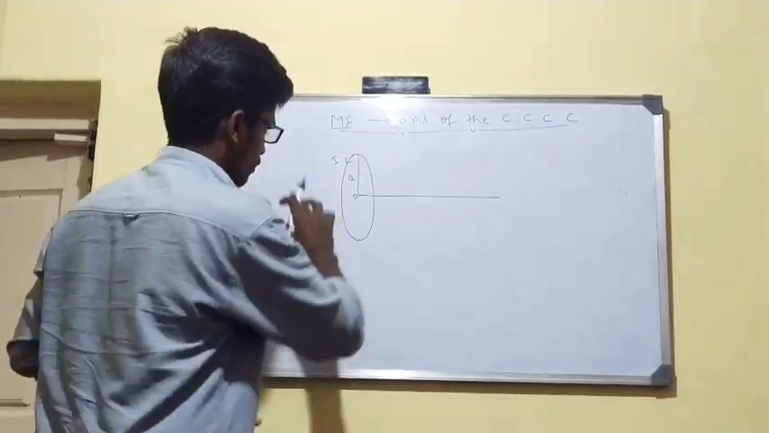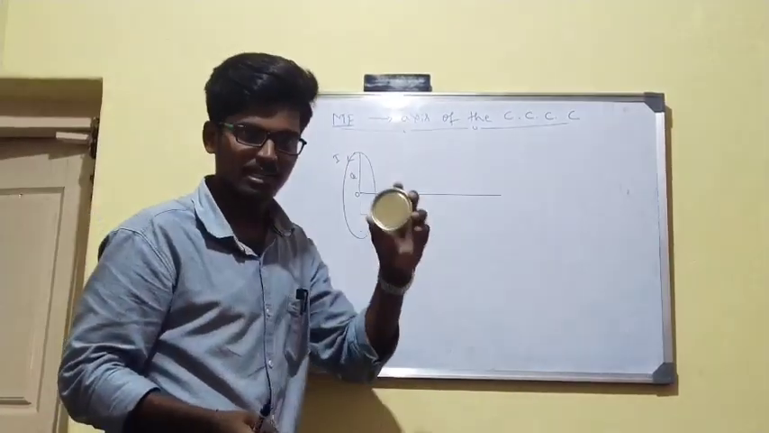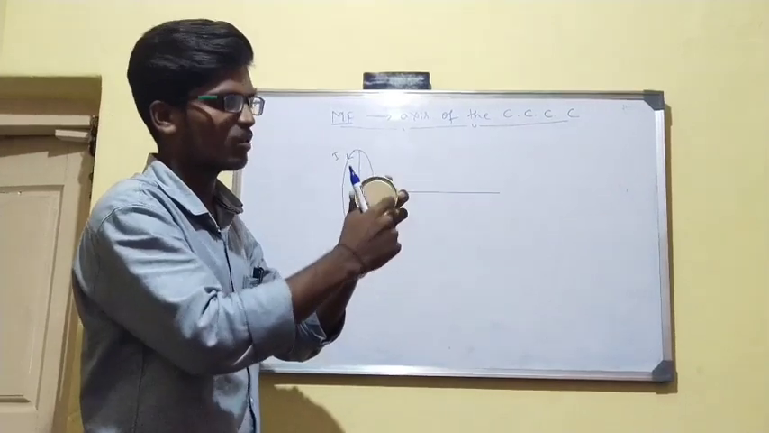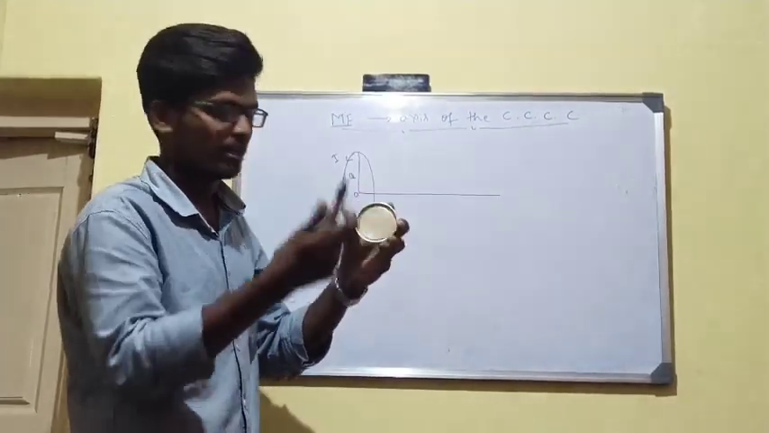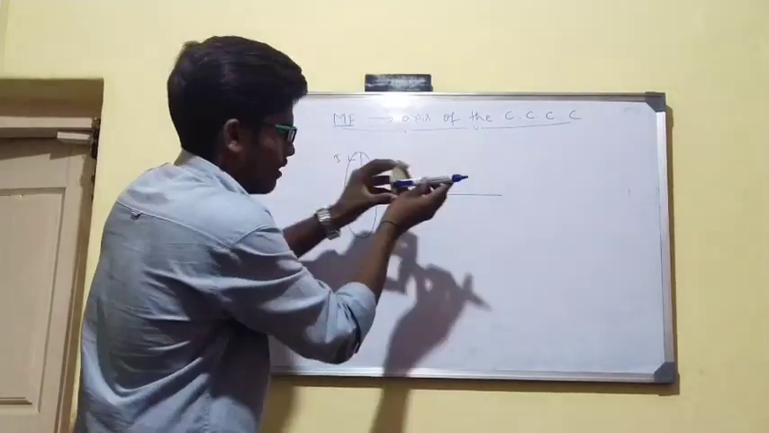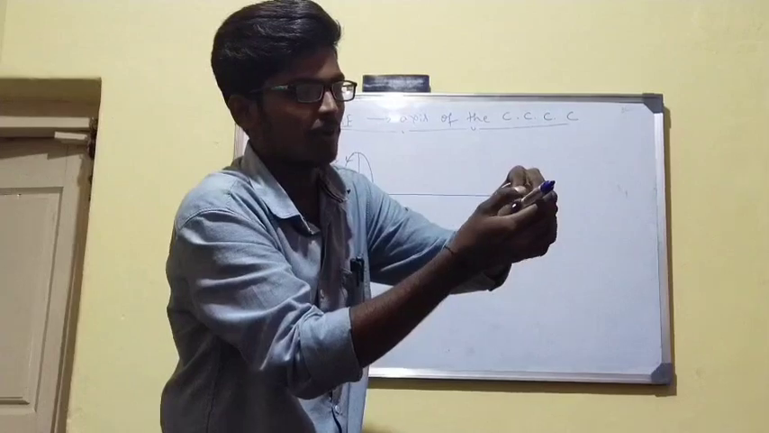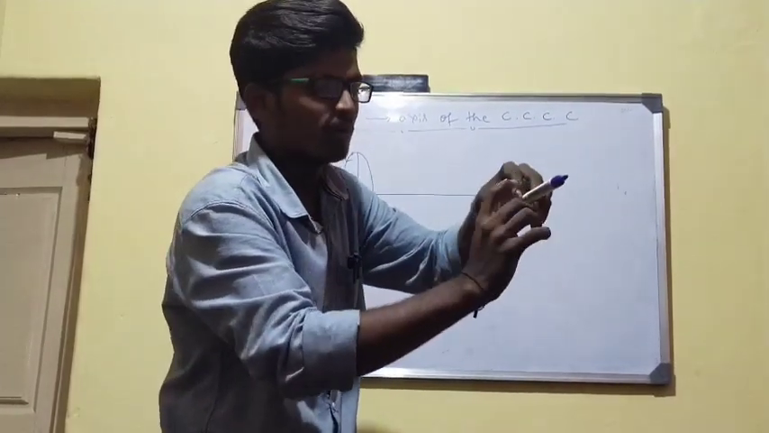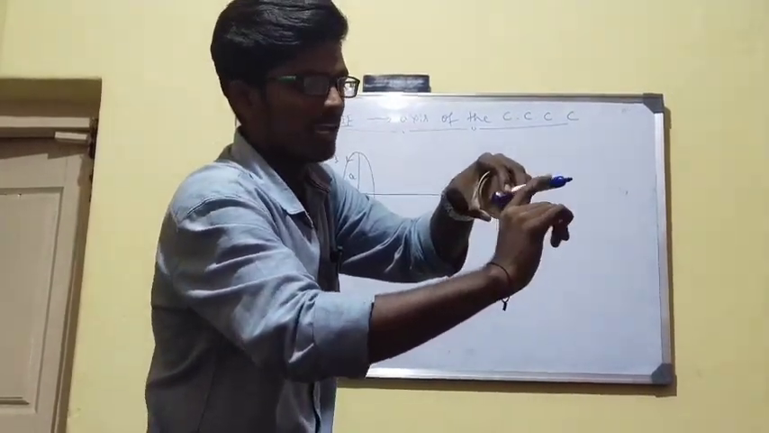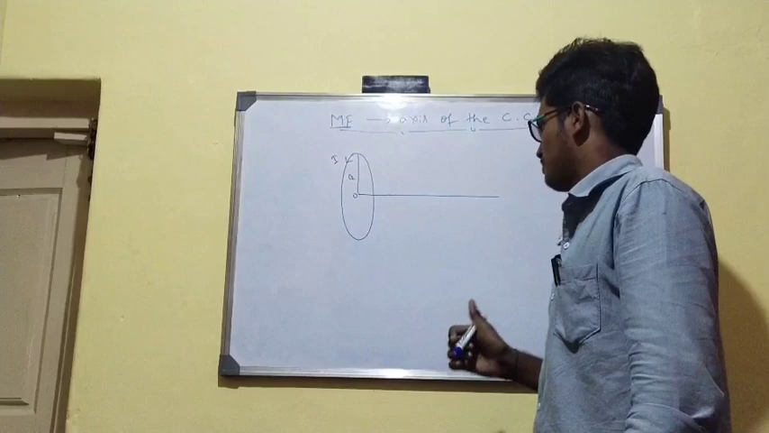To show an actual diagram of this circular coil, I have selected a circular material. You have to consider this circular material as a circular coil, and this is the axis of the circular coil. At any point on this axis, I have to find the magnetic field. That is the task I have in this derivation.